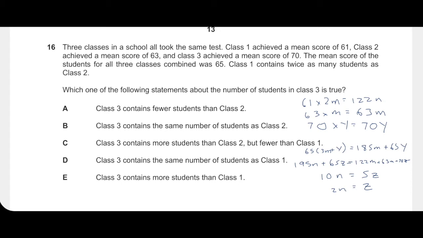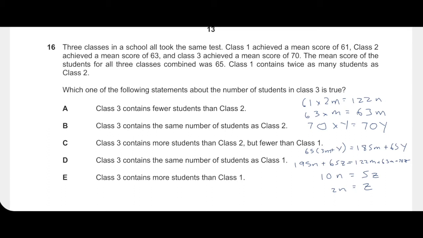Class 1 achieved a mean of 61, Class 2 achieved a mean score of 63, Class 3 achieved a mean score of 70. The mean score of the students in all 3 classes combined was 65. Class 1 contains twice as many students as Class 2. Which one of the following statements about the number of students in Class 3 is true?